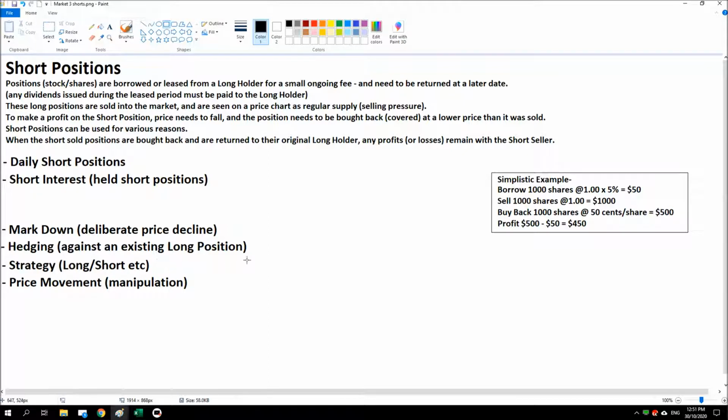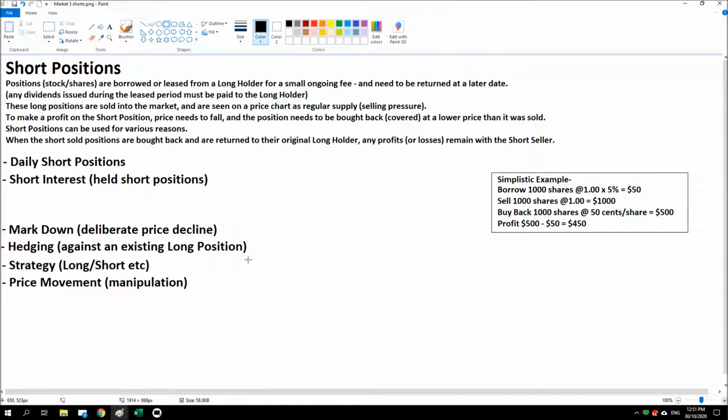Hedging against an existing long position which may be going into a downward cycle for some reason. We saw a lot of it recently in the Financial Services Royal Commission. It was pretty obvious that bank share prices were going to reduce to some extent, and some people, particularly the larger players, hedged their long positions rather than sell their long positions. They remained the holder of those long positions, but they hedged against a price movement that was going lower.